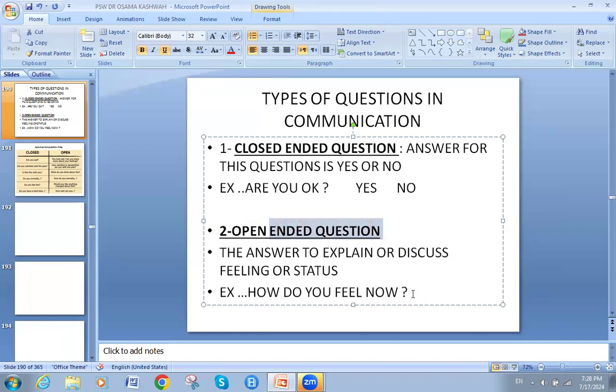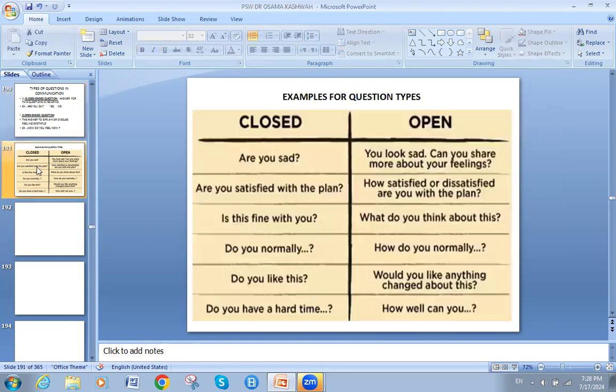For example, how do you feel now? I'm feeling better, I'm feeling bad, I'm just so-so. I feel that if you posture me to the other side, I will feel more better, and so on. So we have two types of question: close-ended question and open-ended question.